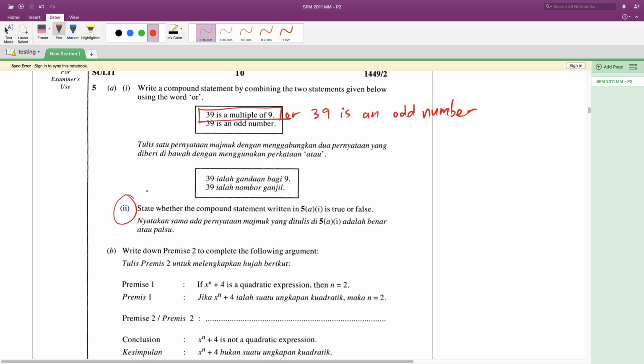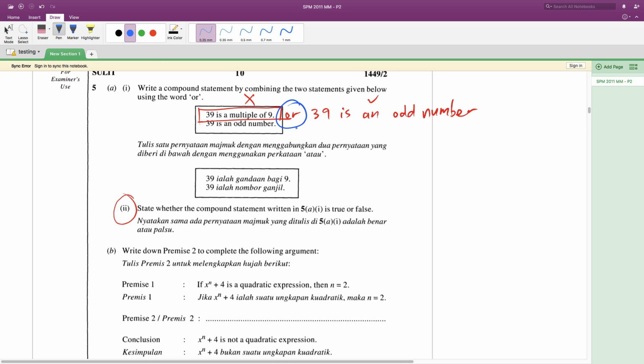The second part: state whether the compound statement is true or false. 39 obviously is not a multiple of 9, because if you count in 9s, you will get 9, 18, 27, 36, 45. You won't get 39. So this is wrong. And 39 is an odd number. This is correct. When one is wrong and one is correct, you have to check.